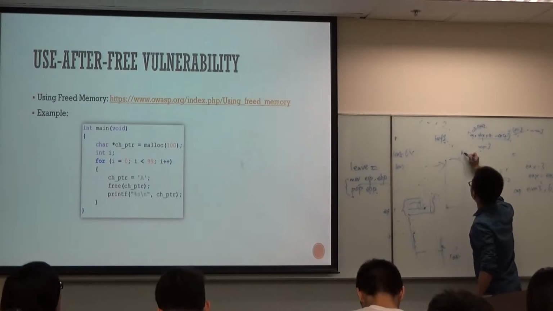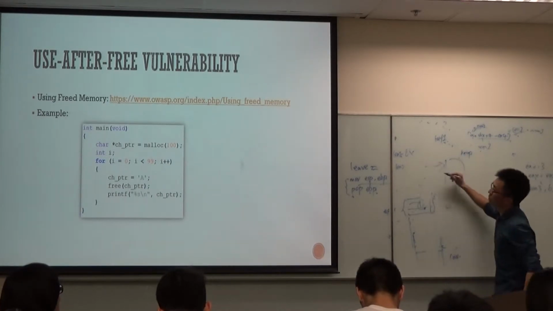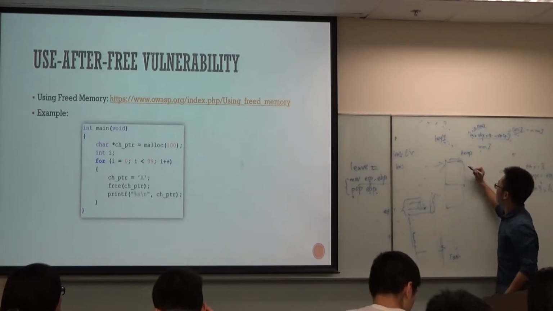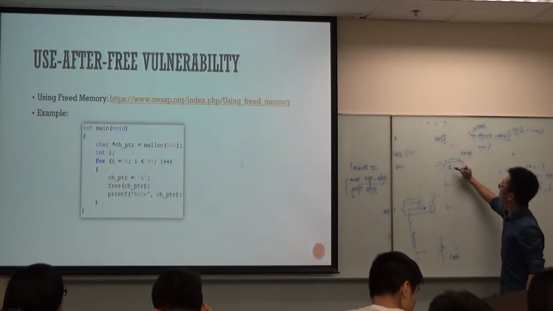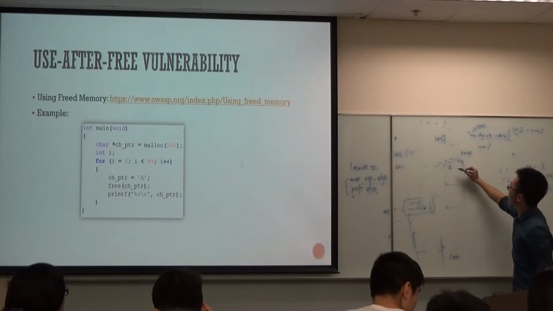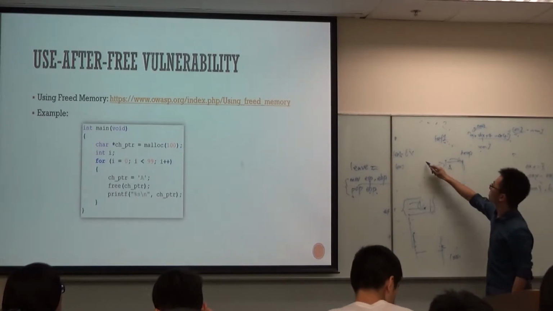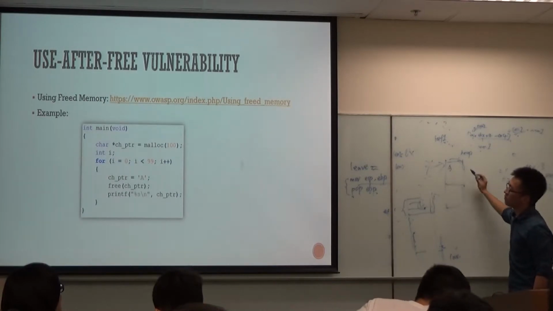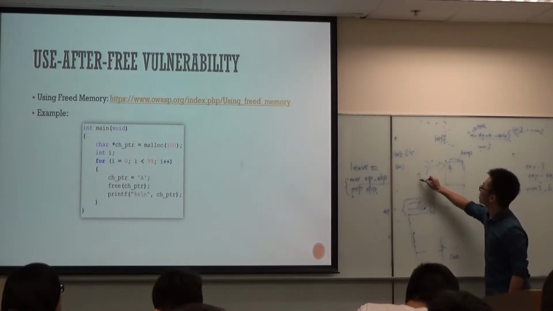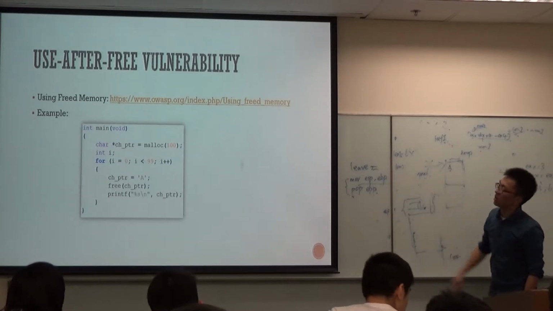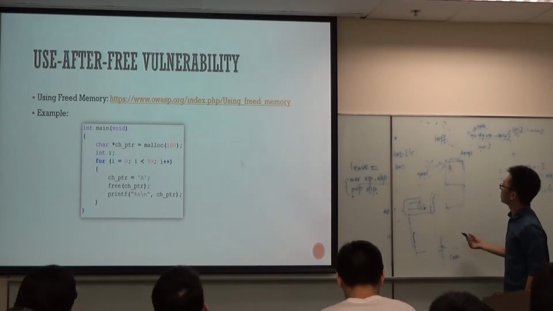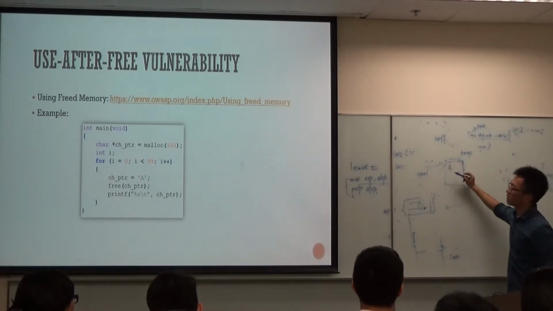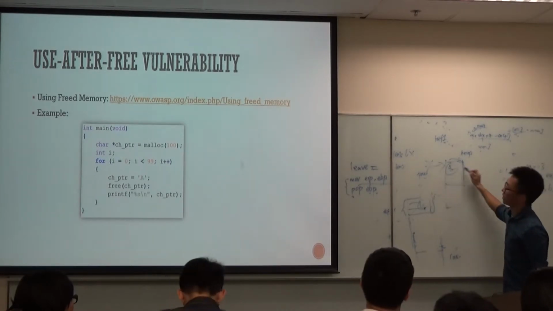This is the heap. You allocate something here, and then you write something to here, and then you free this pointer, but the data is still in here. Yeah, this is the free operation, and this should not be used. But then you print this again.